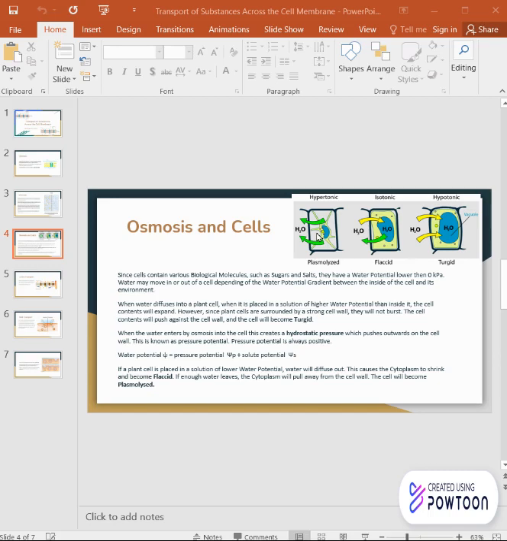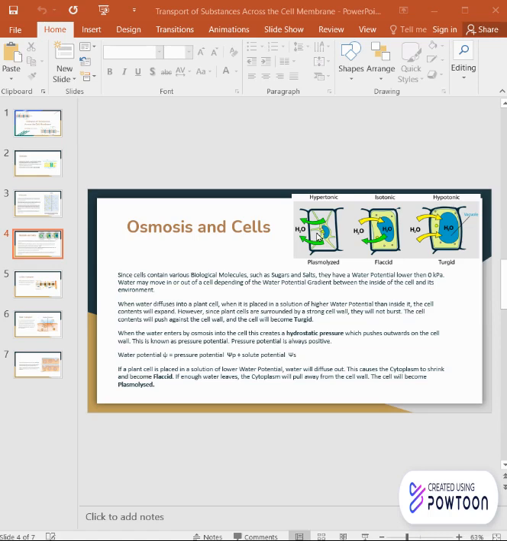If we move on to isotonic, isotonic means that the solution on the outside and the solution on the inside have the same water potential. So the net movement of water is equal going in and coming out of the cell. A hypotonic solution means that the water on the outside has a higher water potential than inside of the cells. Therefore, water is going to move from outside to within the cell. The plant cell becomes full of water and it's said to be turgid.